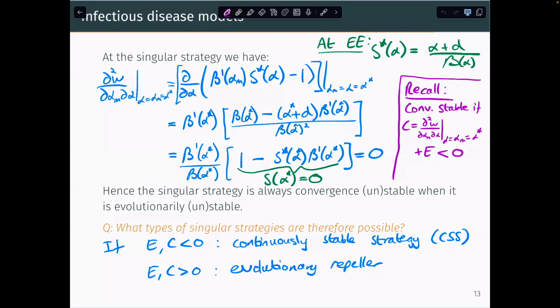Now, if you remember your convergent stability, C is given by this cross derivative plus our evolutionary stability. So essentially, our convergent stability, C, is equal to E. That means that if our singular strategy is evolutionary stable, it is automatically convergent stable. If it is evolutionary unstable, it is automatically convergence unstable. So that means that we can only have 2 types of singular strategies. Remember, we have 4 possible types of singular strategies based on the signs of these E's and C's.